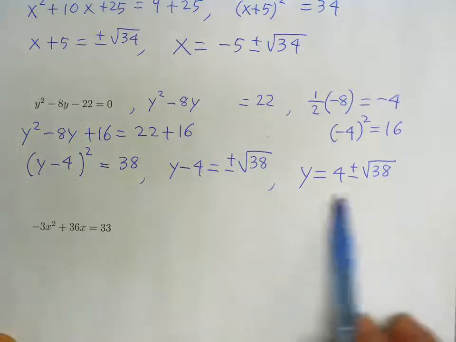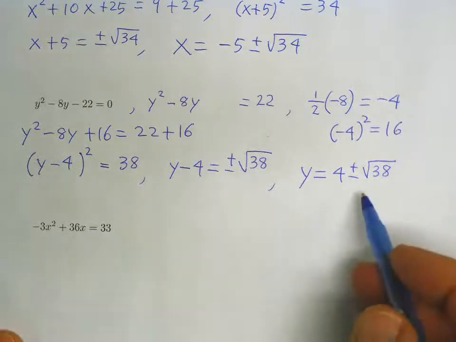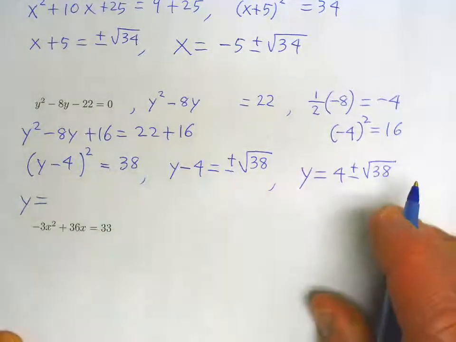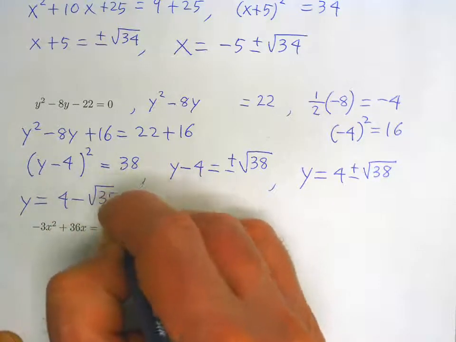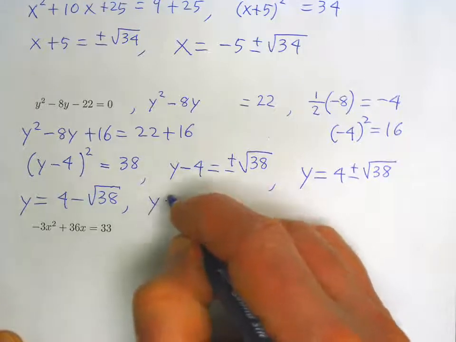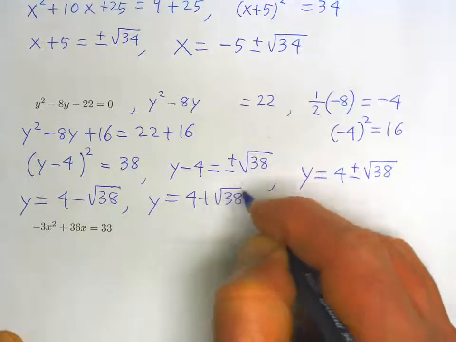I'll write the solution separately just to remind you that sometimes you'll have to be able to write the solution separately. One solution is y equals 4 minus the square root of 38. And the other solution is y equals 4 plus the square root of 38.